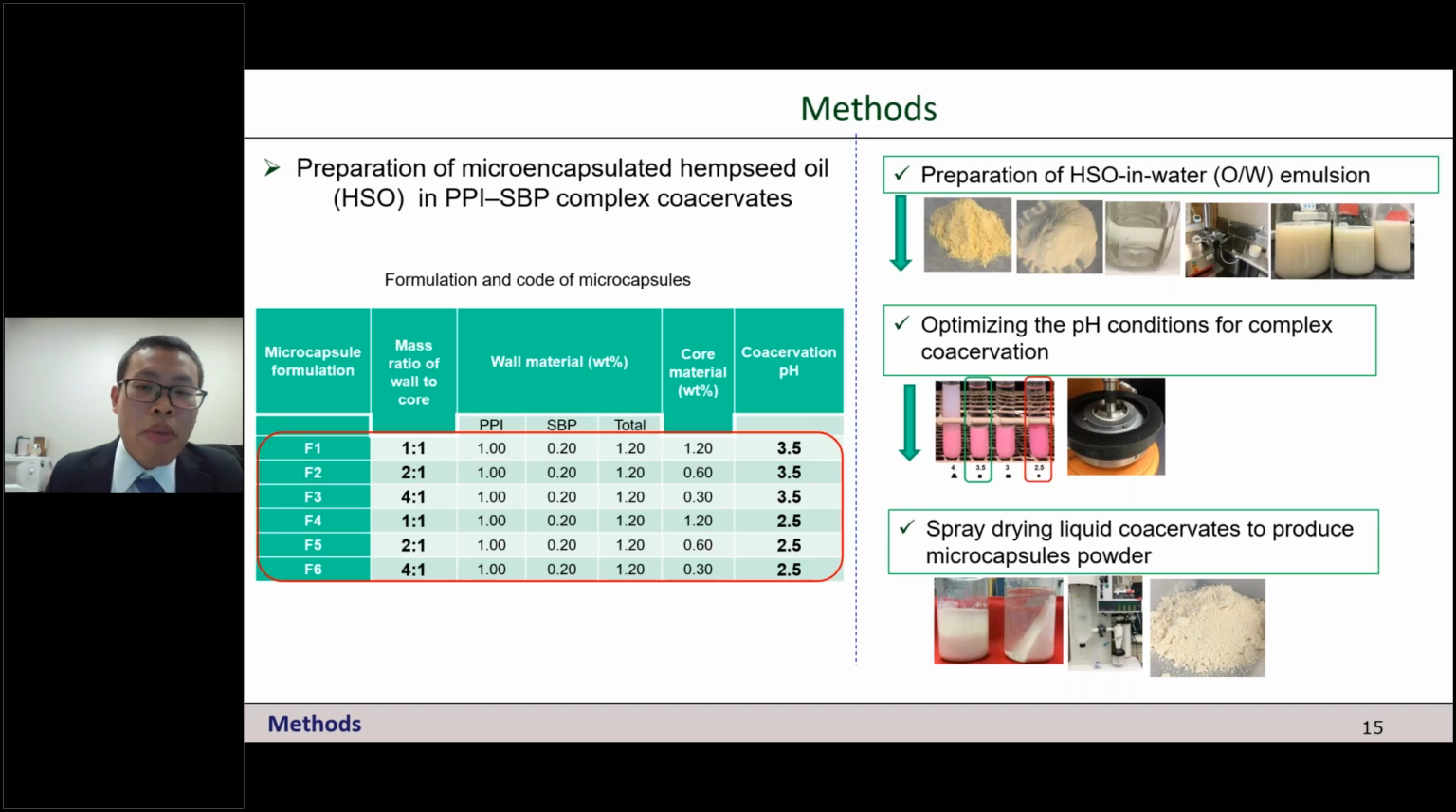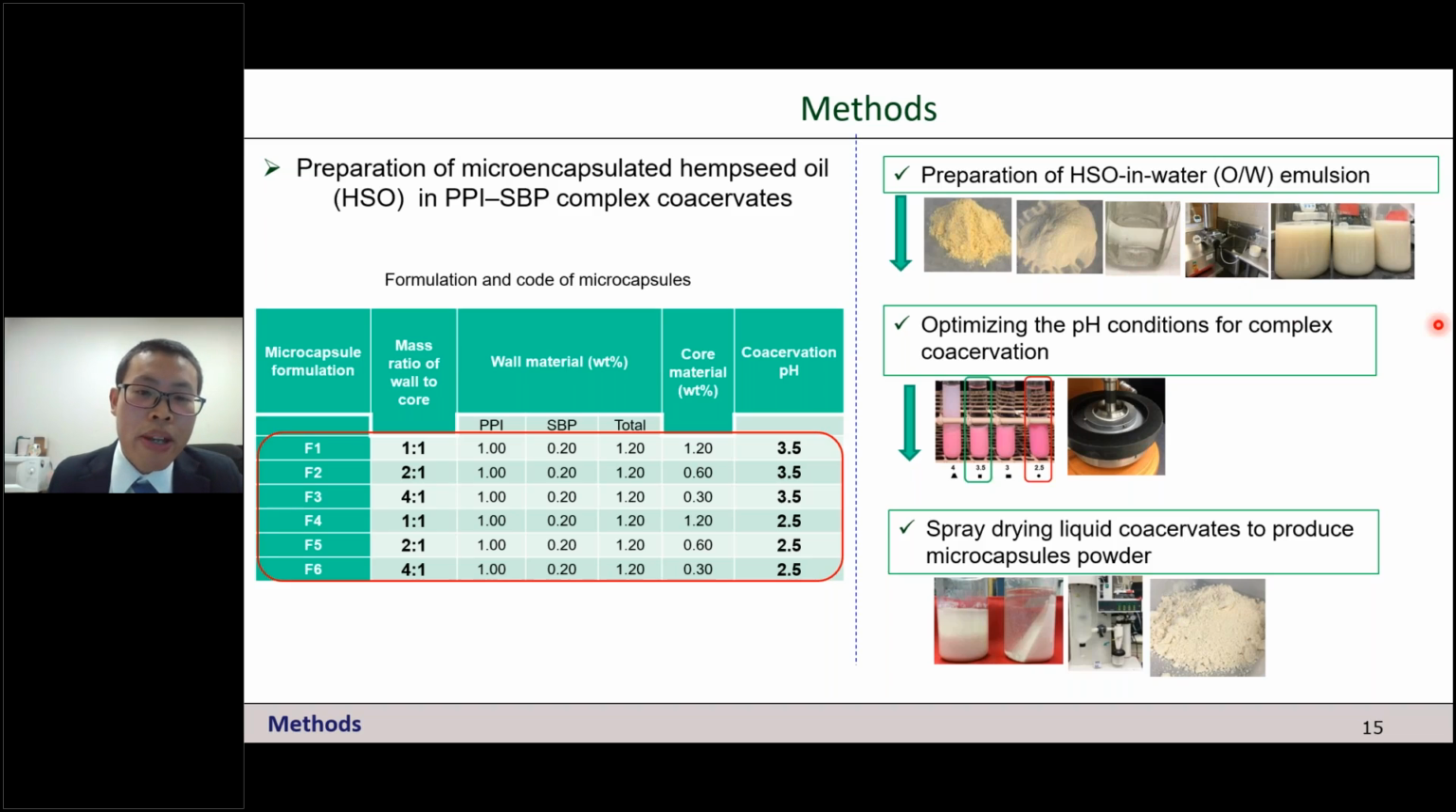In addition, for microencapsulation application of complex coacervates, we applied PPI-SBP complex coacervates to encapsulate hempseed oil, HSO. We had these 6 formulations. The core material is HSO, and the raw material is complex coacervate. There are 3 steps to prepare microcapsules.